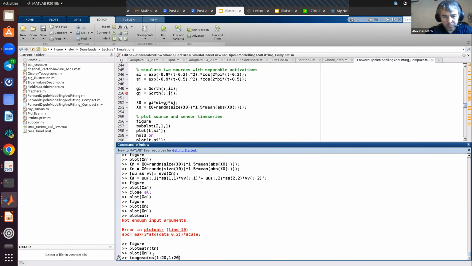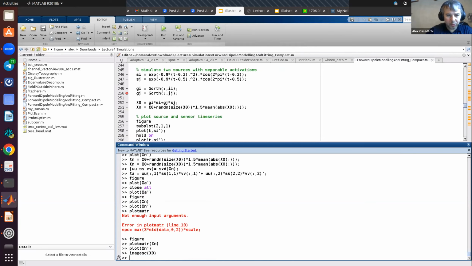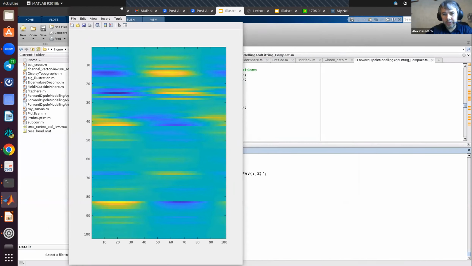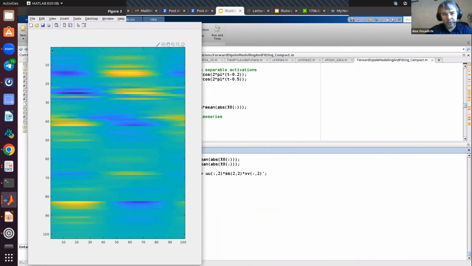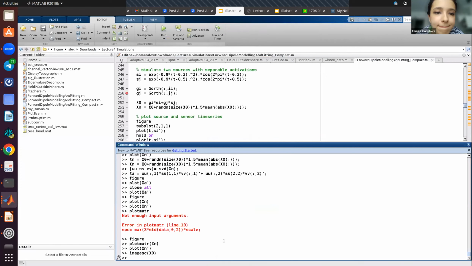And again, don't forget that there is another way. I plot not the noisy one, I plot the x0. There is another way to plot it where you can simply color code it. This is probably the most intuitive. Each row is a channel, each column is your time instance. At this time instance, these sensors have low activity, and these sensors have high activity, high positive amplitude. And you can add a color bar to it.